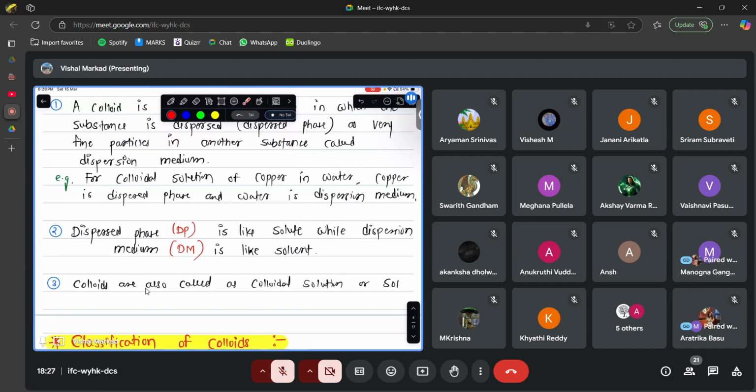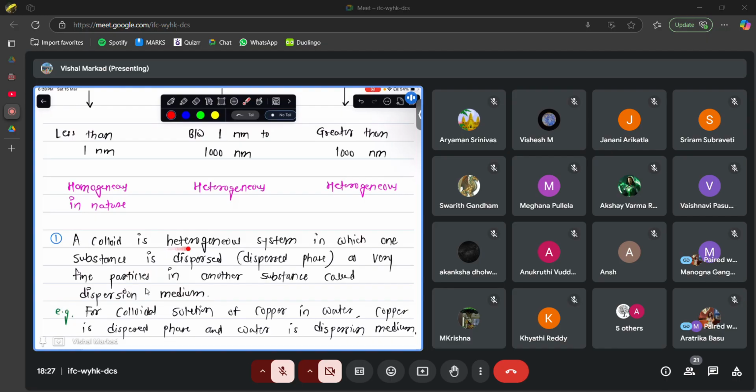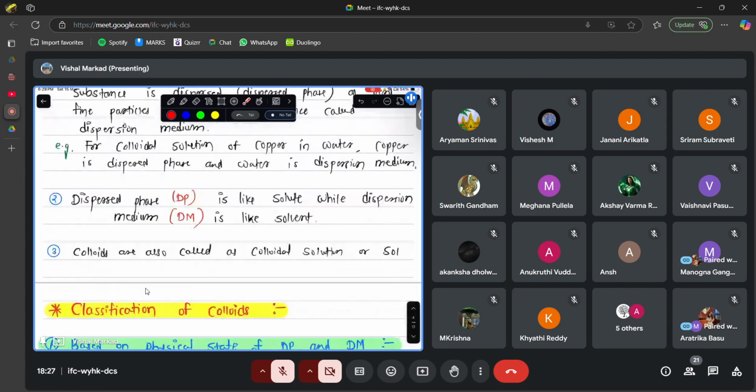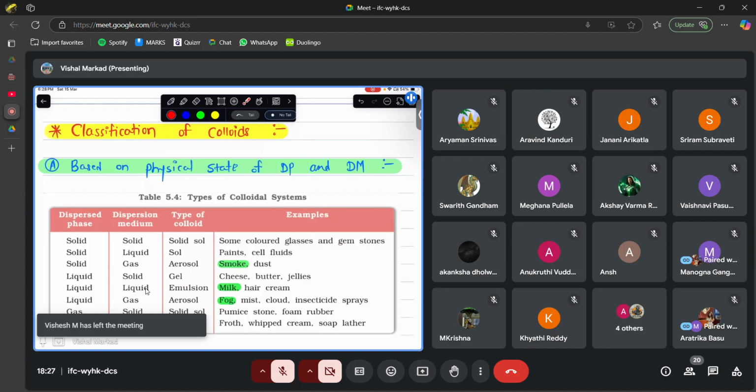Yes. You see here, what is the basic difference for the colloids we have written? True solution is homogeneous, while colloids are heterogeneous. Even in the definition, we say it is a heterogeneous system. If we add gas to another gas, they will form a homogeneous system. So gas plus gas cannot be a colloid. Understand this one?